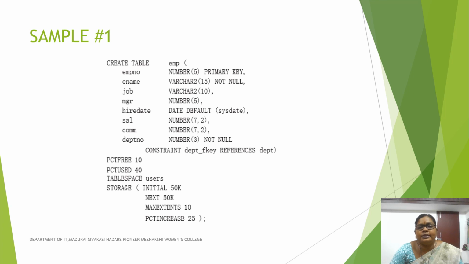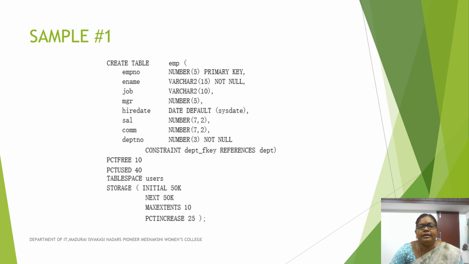So if you wish to establish a relationship with another table, which is called referential integrity, we can make use of it. That is constraint department underscore foreign key references department table. So the EMP table is going to refer to the department table. It's an add-on for that particular table. So both the employee table and the department table are in a relationship. It looks like a parent table and a child table. So we are establishing a referential integrity now, and that's why I'm saying parent table and child table.